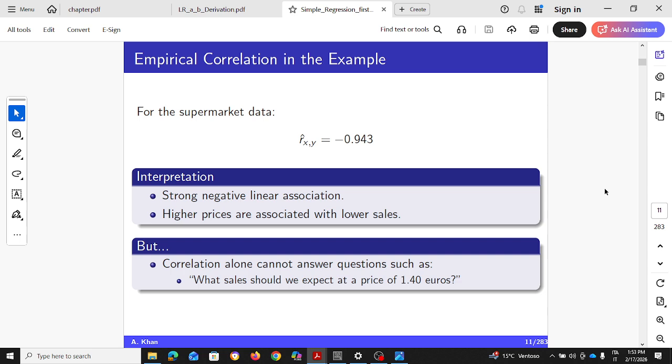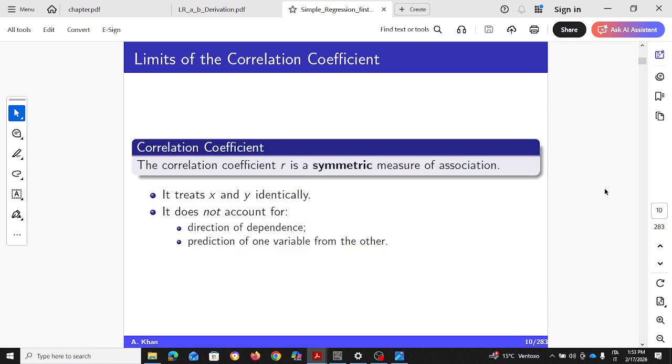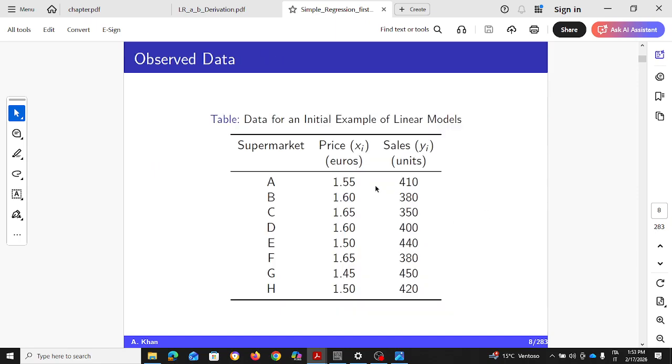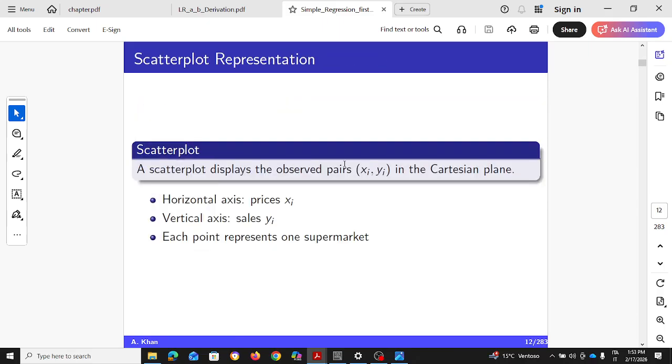So as we said, for example, if you want to predict a price at 1.40, which we don't have in our data set, which none of the supermarkets has this value, and we want to predict this, correlation cannot help here. Because of this reason, we go to regression. And we explained this before: y is the dependent variable on the vertical axis, and the horizontal axis is x.